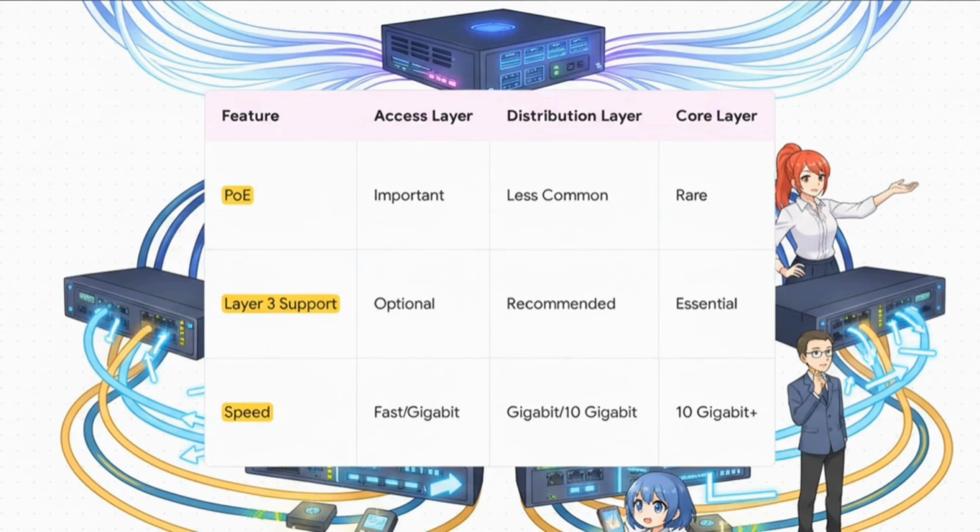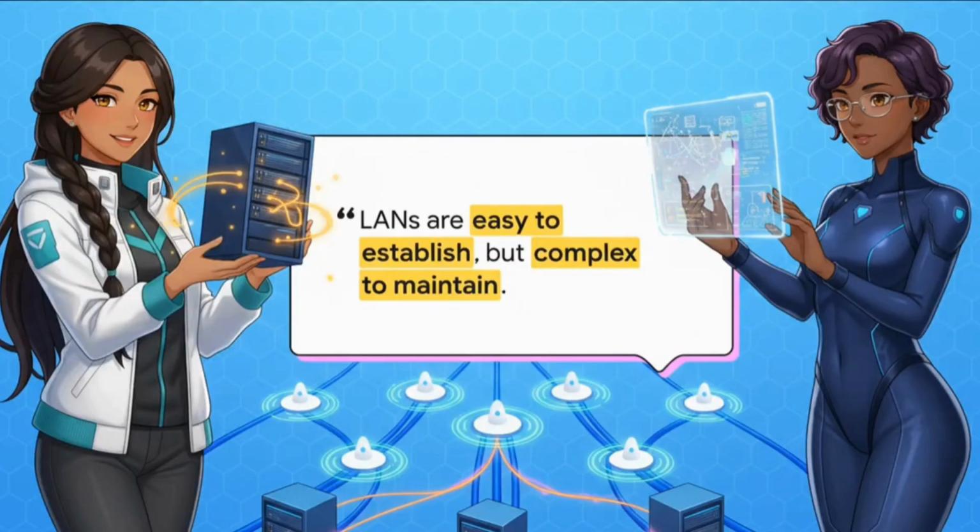Now look at Layer 3 support. All this means is the switch is smarter. It can make routing decisions. It's kind of optional at the bottom, but it's absolutely essential at the top. And of course, you see speed just ramping up as you move up the hierarchy. You're talking gigabit speeds for users, then 10 gigabit in the middle, and 10 gigabit or even faster for the core backbone. So the whole point comes down to this.